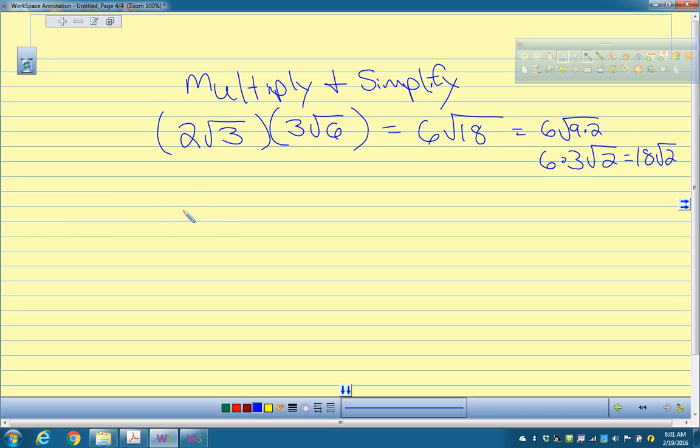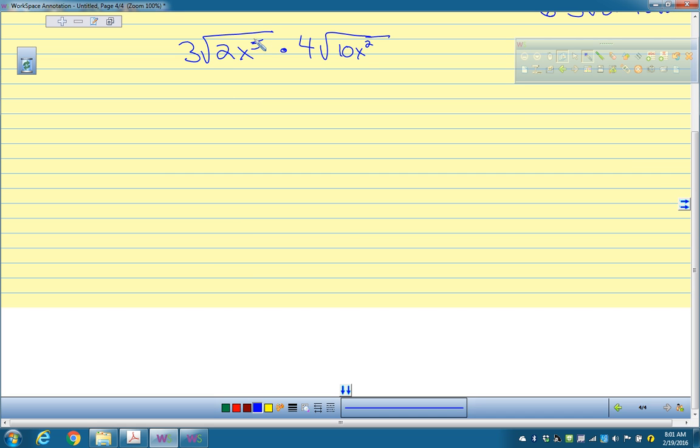Say I had this: 3 root of 2x to the 5th times 4 root of 10x squared. First thing I do is I multiply the numbers together. 3 times 4, Ian, what do I get? 12. Then what do I get inside the box? Ian, keep going for me. What's inside the box? 20, x to the what? To the 7. Okay? Now I need to simplify what's inside the box.